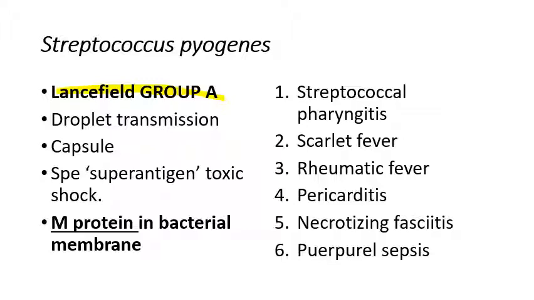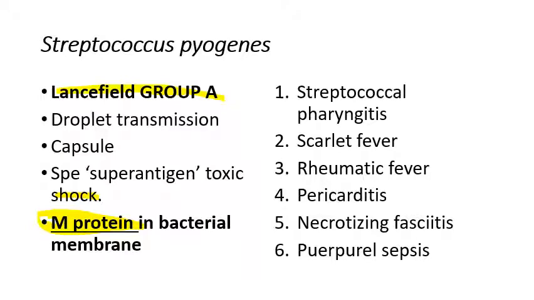Right? It is generally caused by droplet transmission. It has a capsule, which makes it harder for the immune system to get rid of it. It produces an antigen called the Sp antigen, which again causes toxic shock. And more importantly, it produces a protein called the M protein.